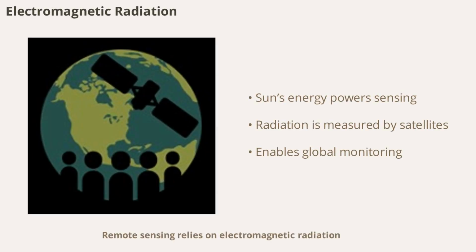Remote sensing relies on electromagnetic radiation, the energy that Earth receives from the sun. This radiation interacts with the atmosphere and the surface, being reflected, absorbed, or emitted in various ways. Satellites are equipped with instruments that measure this radiation, allowing scientists to gather data about temperature, moisture, height, and other features of the Earth's systems. By calibrating these instruments, we can accurately monitor changes in the atmosphere, hydrosphere, lithosphere, and biosphere. Understanding how electromagnetic radiation behaves is fundamental to interpreting remote sensing data.